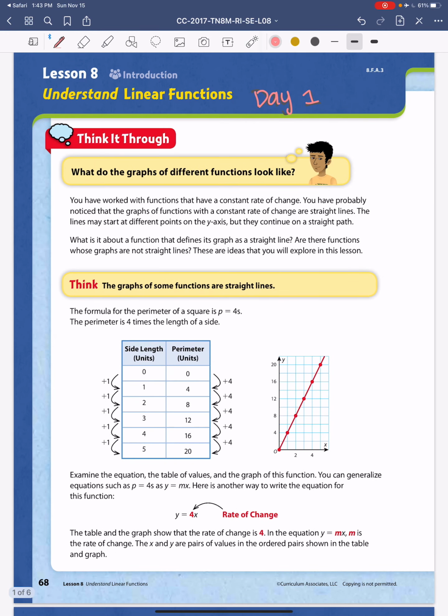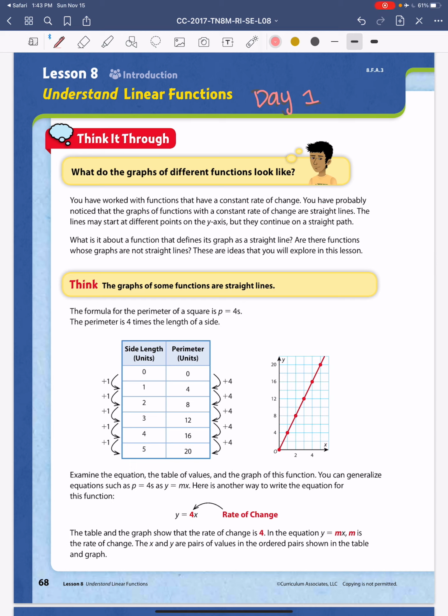Lesson 8, Day 1, Understand Linear Functions. Think it through. What do the graphs of different functions look like? You've worked with functions that have a constant rate of change. You probably noticed that the graphs of functions with a constant rate of change are straight lines. The lines may start at different points on the y-axis, but they continue on a straight path.